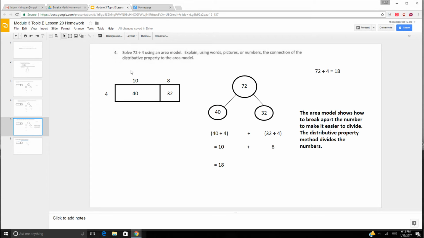So what they're asking us is, what is this connection? Well, the area model shows us how to break the numbers apart to make it easier to divide. So it kind of shows us visually this side is larger than this side and what we're doing. And then the distributive model actually divides them. It shows the actual division and the answers and how we got our answer.